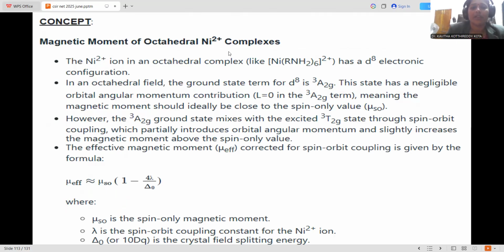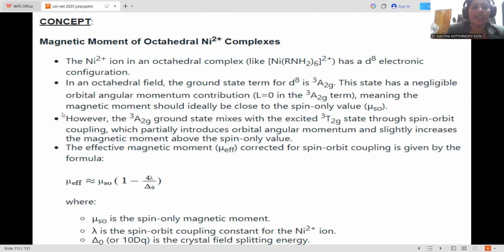Magnetic moment of the octahedral nickel 2+ complex. The nickel 2+ is an octahedral complex. We have amino functionalities around the nickel, monodentate ligands. Obviously, a perfect octahedral complex will be originated, and it is a di-positive cationic complex. Within this complex, nickel exists in a d8 electronic configuration. For the octahedral complex, the ground state of the d8 system will be there, and here the term symbol is represented as 3A2g.